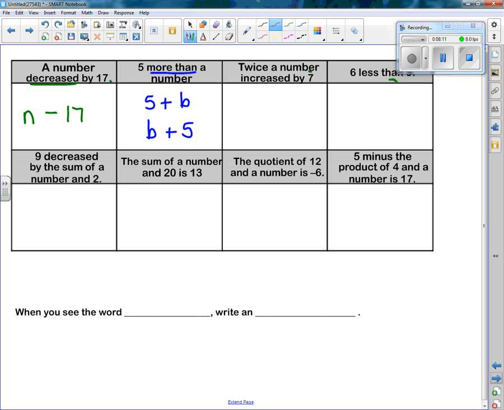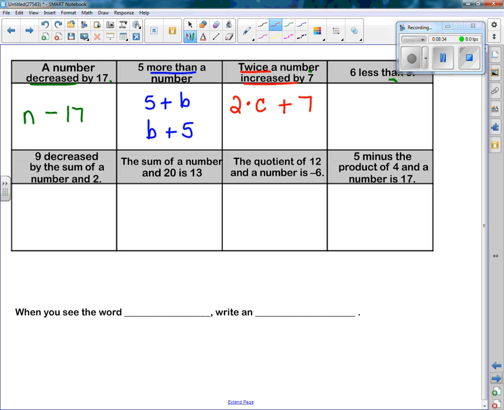Here we have a couple operations. We have twice. That tells us that we're going to have to use multiplication. And we have increased by, which tells us that we're going to have to use addition. So twice a number increased by 7 looks like this: 2 times c, or whatever variable you choose, increased by 7.